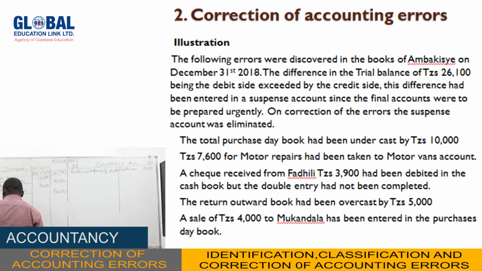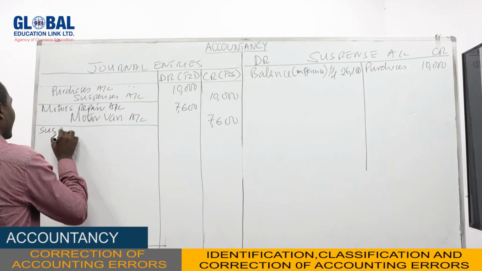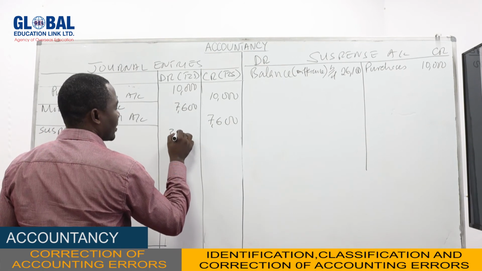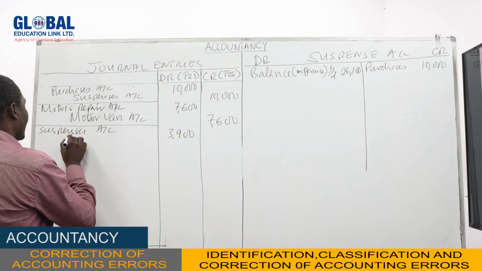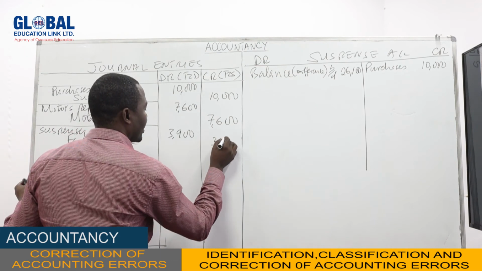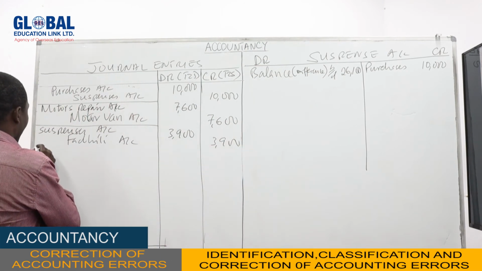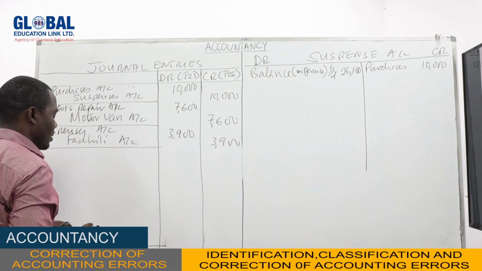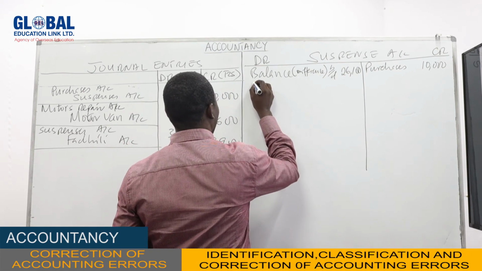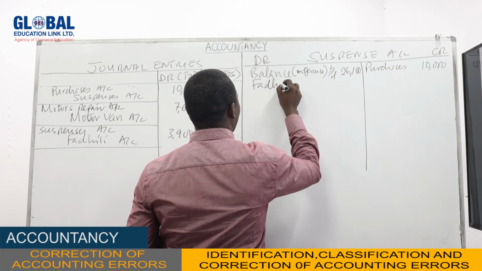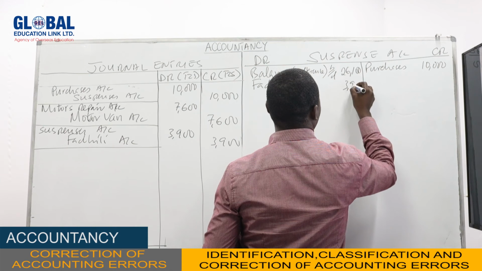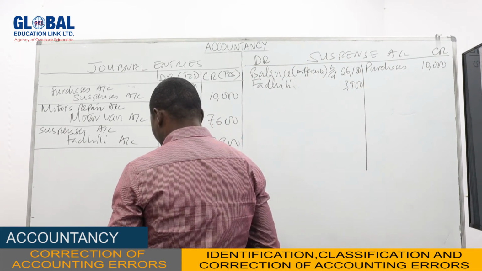So we debit suspense 3,900. We credit Fadhili account 3,900. Remember to write the narration. These affect the suspense. Then we transfer by writing the corresponding account, Fadhili account, 3,900. We move on.